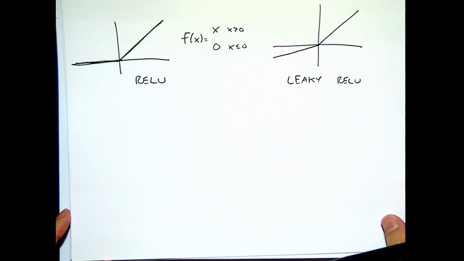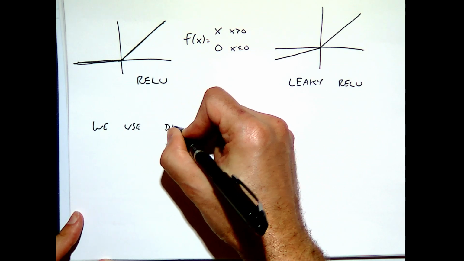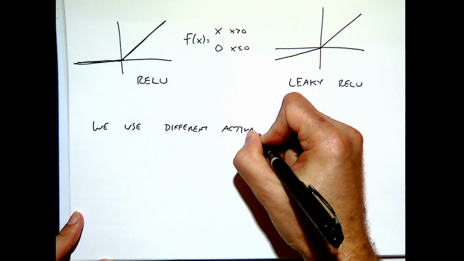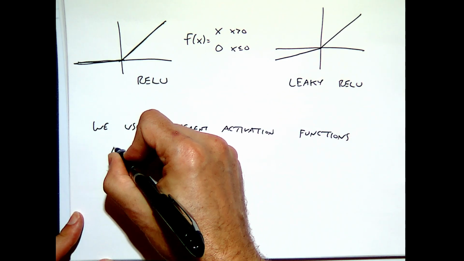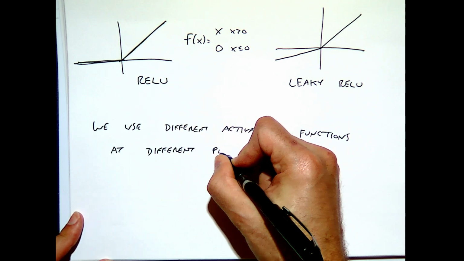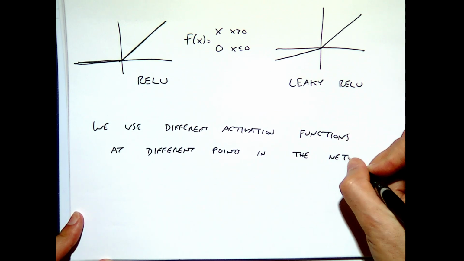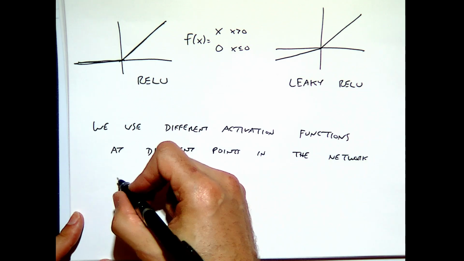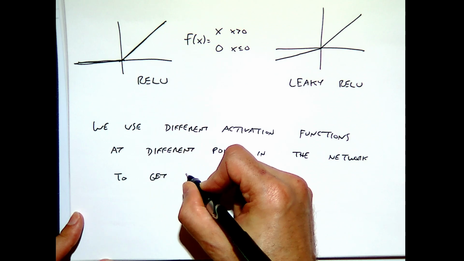So, we use different activation functions at different points in the network, basically to get the best fit, to have the best performance.